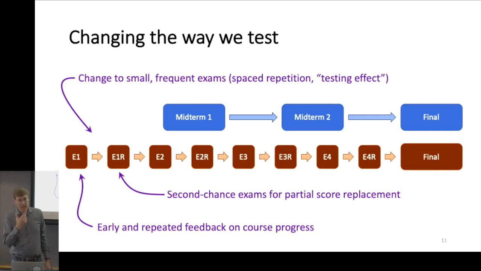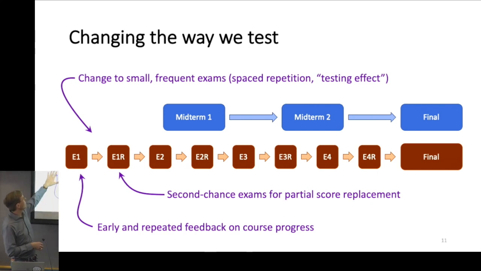So what has this done? It's changed the way that we test. Historically, people would give maybe 2 midterms and a final. Now when they go to the CBTF, they have a schedule that looks more like this. And maybe every 2 weeks there's a new smaller exam. These are often 50-minute exams. And in the off weeks, we run what we call second chance exams.